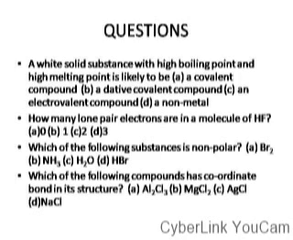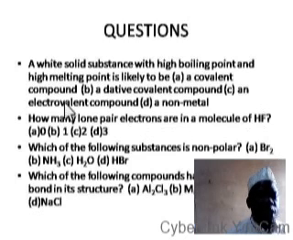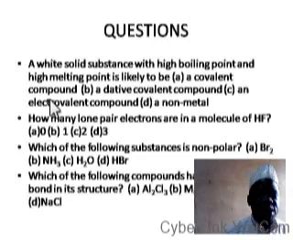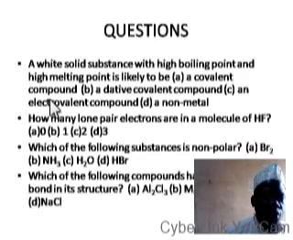Now, coming to the questions, after a brief look at the background knowledge as we have just done. The first question: a white solid substance with high boiling point and high melting point is likely to be a covalent compound? No. Covalent compounds are supposed to have low boiling point or low melting point, as we have discussed. Dative covalent compounds? No. Dative covalent compounds are covalent compounds in themselves. Electrovalent compound, that's the correct thing. Non-metal, no.